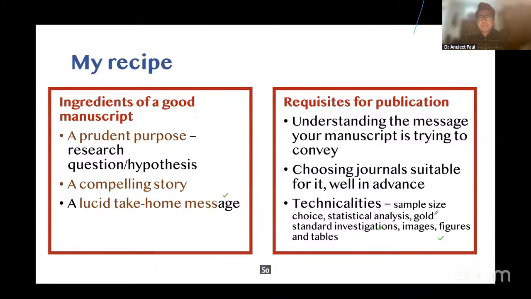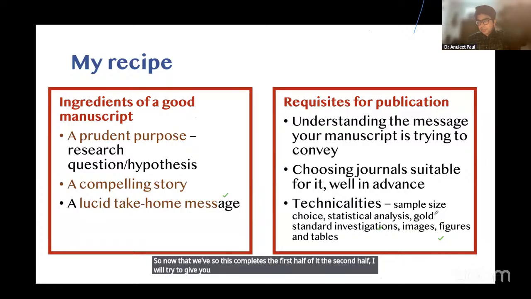So now, this completes the first half of it. In the second half, I will try to give you as many examples as possible so that you can write a proper article, avoid plagiarism, avoid rejections, and move forward.